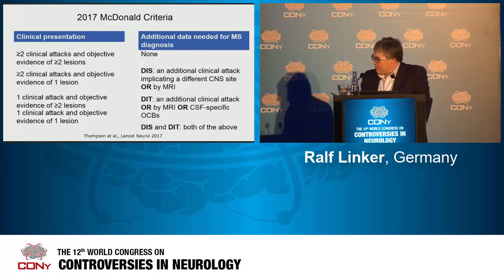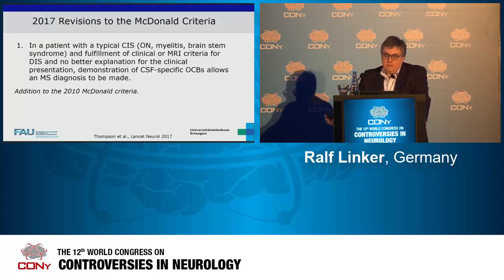you can, of course, prove that by another clinical attack or by MRI as before, or, and that is a new one now, by the presence of oligoclonal bands isolated in the CSF. So again, CSF analysis does play a role, and because that is very important to me, that is again mentioned here. So that is new compared to the 2010 McDonald criteria. CSF-specific OCBs will allow for a diagnosis of MS to be made if there's no better explanation and if there's dissemination in space also proven.